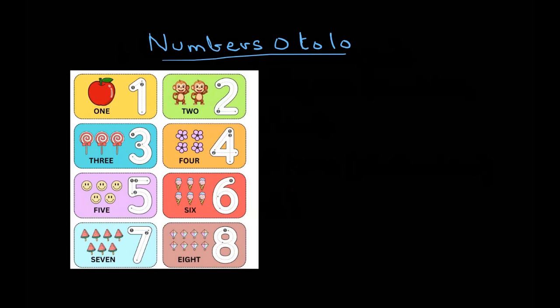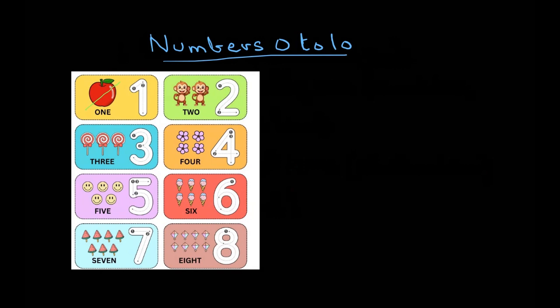So, the way I would count is I'd say one apple, and I'd cross out the apple. So this would be one apple, one monkey, two monkeys. Then I'd have lollipops. So I have one lollipop, two lollipops, three lollipops.